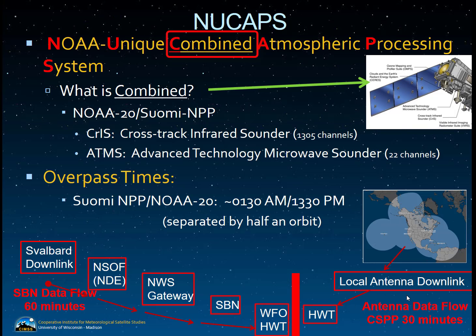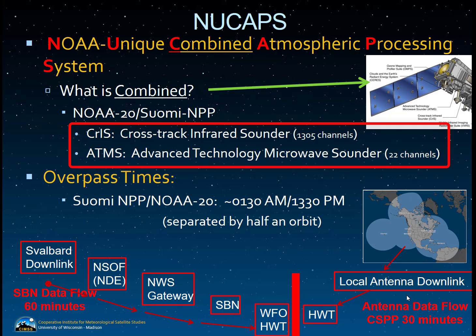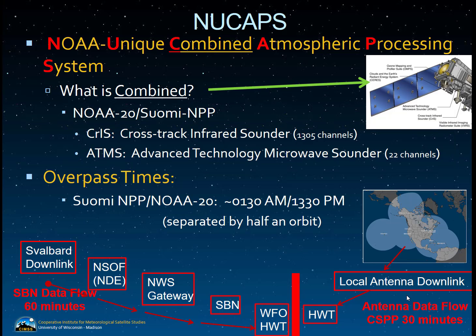The C in NUCAPS is combined. What is combined? On Suomi NPP and NOAA-20, infrared data from the CrIS, the Cross-track Infrared Sounder, is combined with microwave information from the ATMS, the Advanced Technology Microwave Sounder. Data from NOAA-20 are downlinked at both Svalbard and McMurdo, and then that data flows through a variety of computers so that it shows up at the WFO in about 60 minutes.